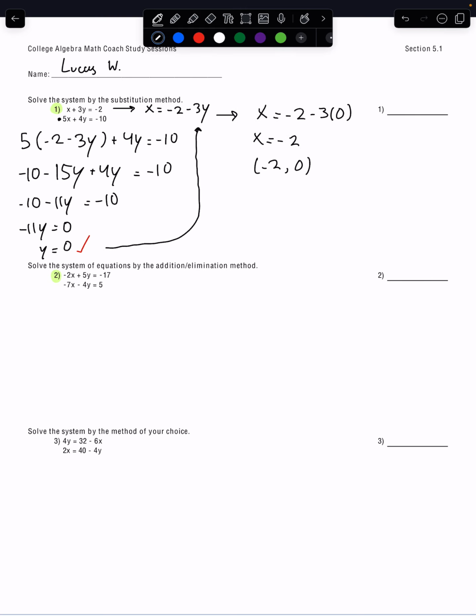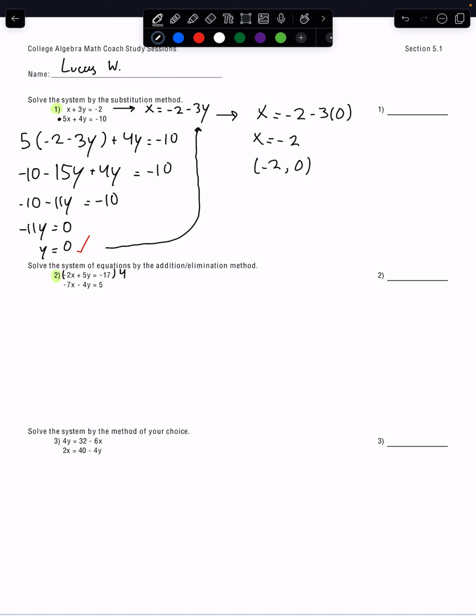For number 2, we're going to do the same thing, except we're going to solve the system of equations by the addition/elimination method. When we do the addition/elimination method, what we're looking to do is add the two equations together, but we need a variable to cancel out. So if you look at these, we don't have any matching variables. We have x's and y's, but they're all being multiplied by different things. So we're going to want to multiply them both by a factor that'll make them equal.